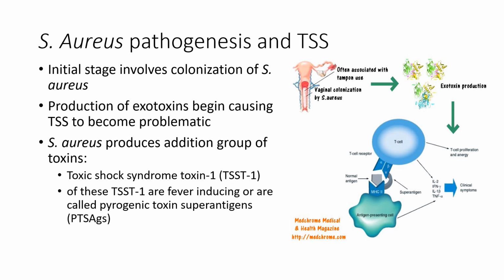So then Staphylococcus aureus produces an additional group of toxins known as toxic shock syndrome toxin 1, or TSST-1, and these TSST-1 are fever-inducing, or are called pyrogenic toxin superantigens. These then stimulate the proliferation of the T lymphocytes, which then causes the toxic shock syndrome.